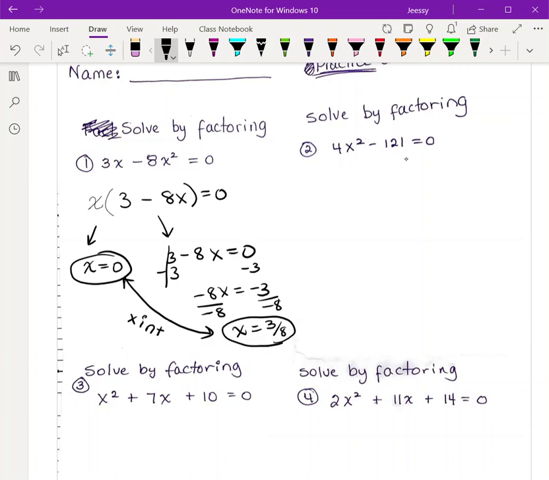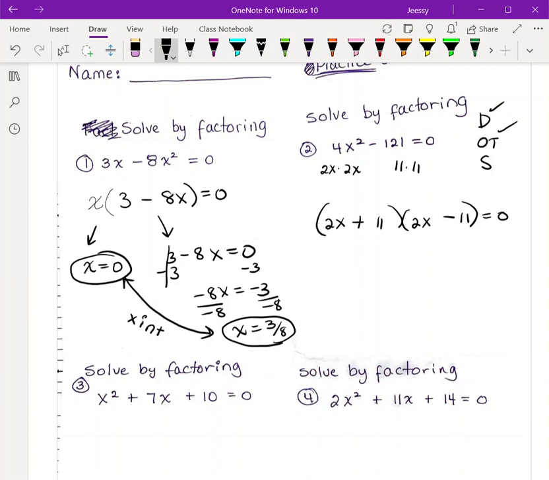Now you see that you have 2 terms, so you check for a difference of 2 squares. Is it a difference? Yes, we have a minus sign. Is it 2 terms? Yes. Are they squares? Yes. This one comes from 2x times 2x, and this one comes from 11 times 11. Difference of squares is one has a plus sign and the other one has a minus sign. Okay? So this becomes 2x plus 11, 2x minus 11.